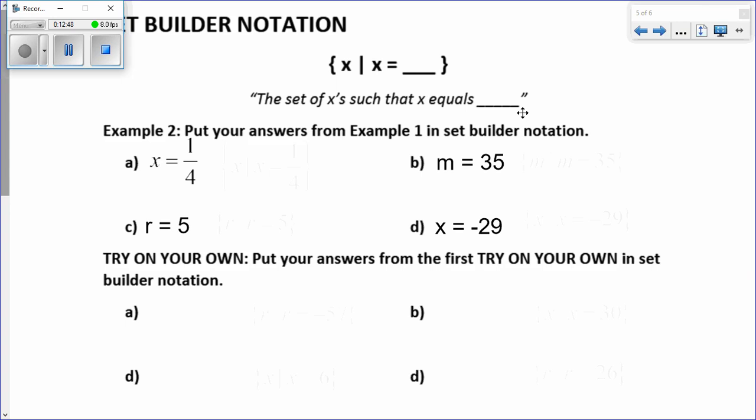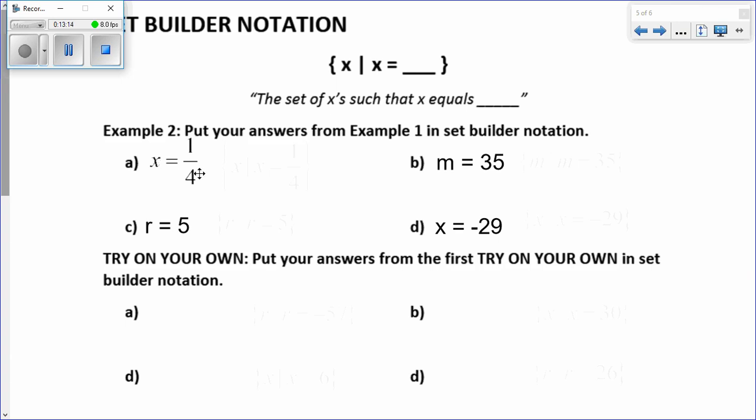Okay, I know it seems dumb right now because we only have one number that can work, but later on in this course and in future courses, you could have multiple solutions, so you want to be able to write this. Okay, so example 2, we're going to go ahead and try to write our answers that we got in set builder notation, and we literally just copy this down and put in whatever x is, or change the variable depending on the variable for the problem.